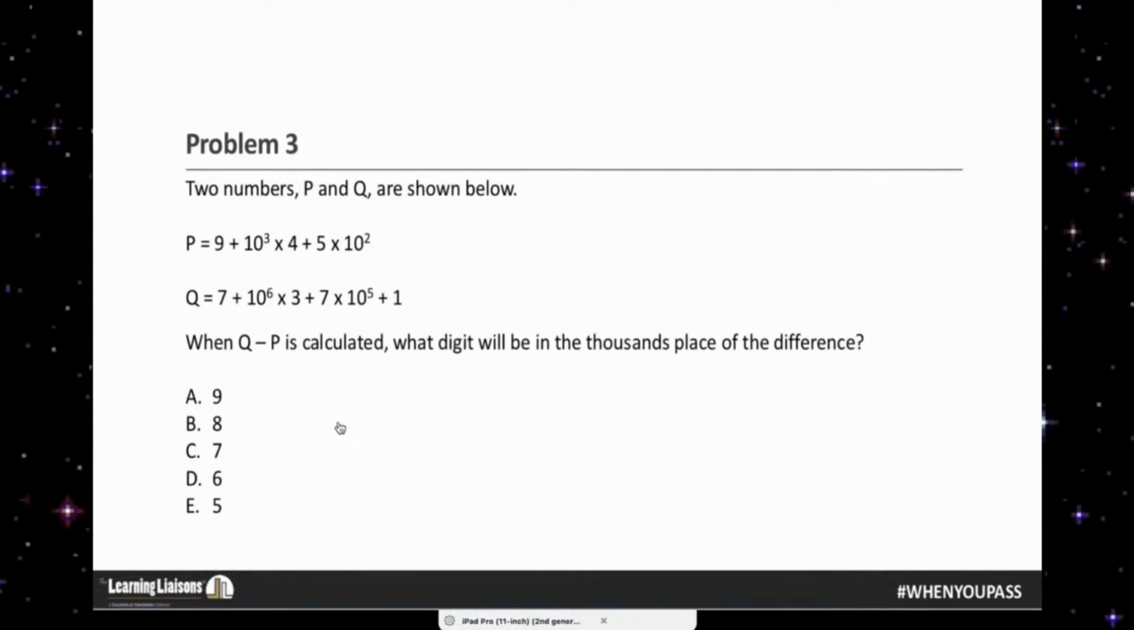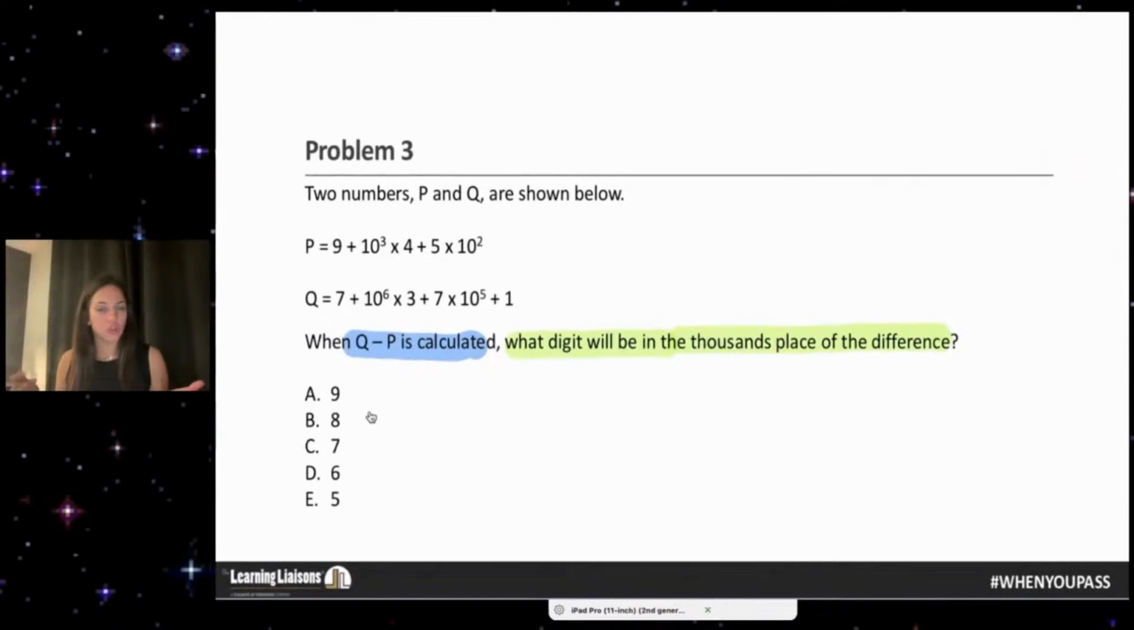So we've got a couple of different steps that we can see. So they ask us to calculate Q minus P, and then they ask us what digit is in the thousands place of the difference. But in order to do that, we have to figure out what P actually is and what Q actually is before we can actually solve, right? And so in order to do that, I need to use order of operations to figure out what P's value is and what Q's value is.